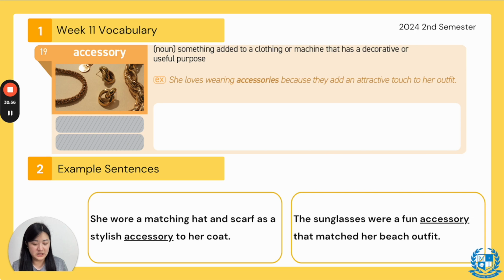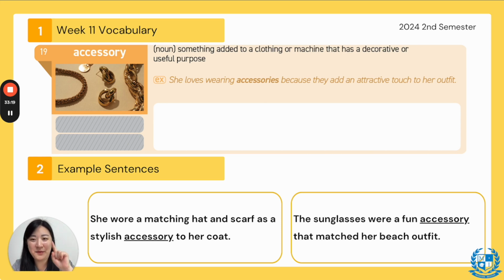Number 19. Next page. Everyone, page 94. Everyone say accessory. Accessory. It is a noun and means something added to a clothing or machine that has a decorative or useful purpose. Accessory. My earrings. They are accessories. They're just for decoration.